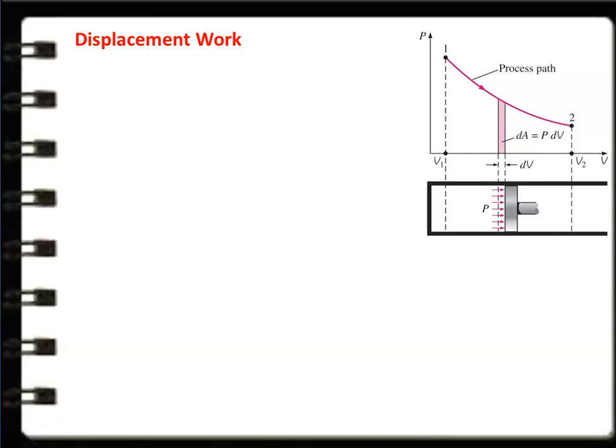And look at the diagram. We have a pressure volume diagram, and below it we have a piston cylinder arrangement. The piston is reciprocating inside the cylinder, and there is a limit for the piston movement. This point is the top limit, and here we have the bottom limit. Within the two limits, the piston is freely reciprocating.